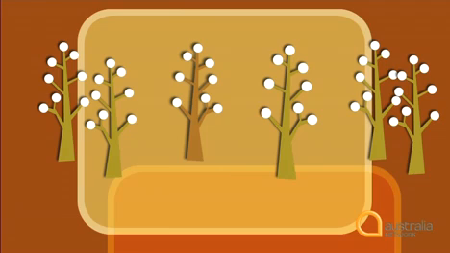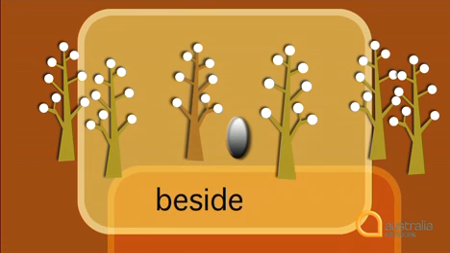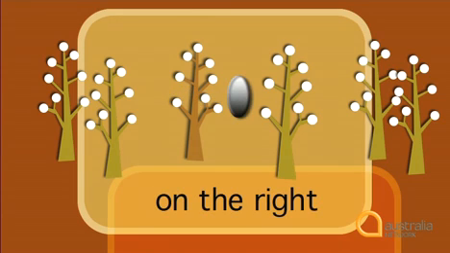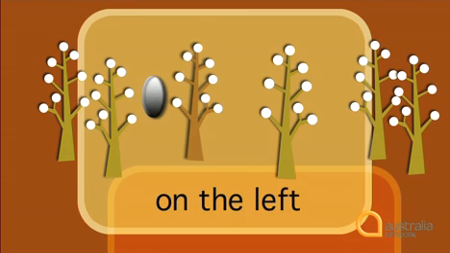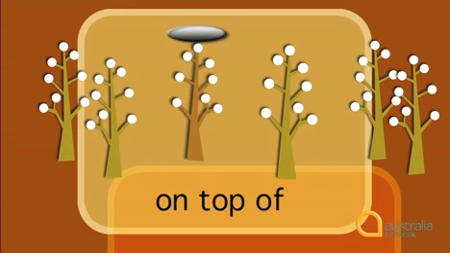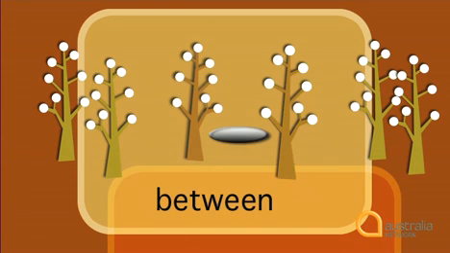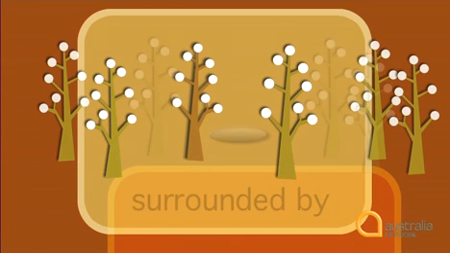Above, below, beside or next to, in front of, behind, on the right, on the left, on top of or over, under, between, or even surrounded by. Let's listen to Dr. Bowdger once more. As well as using these prepositions, he uses another word to show exactly where things are. Can you hear it?